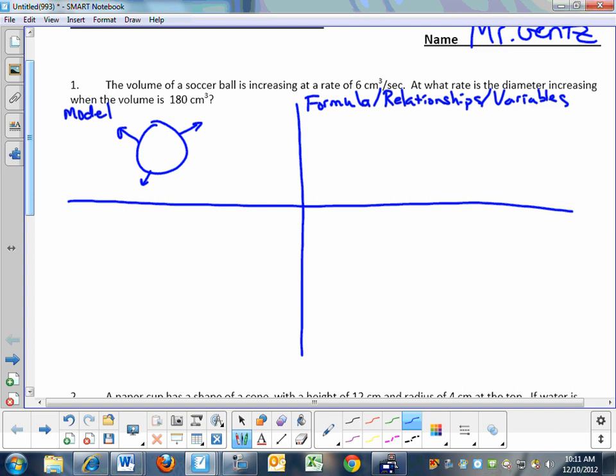So we've got, what formula do we need to use for volume of a soccer ball? Anybody know a sphere? Volume is equal to 4 over 3 pi r to the third. That's the volume of a sphere. That's okay if you don't know it. It's in the front of your book.